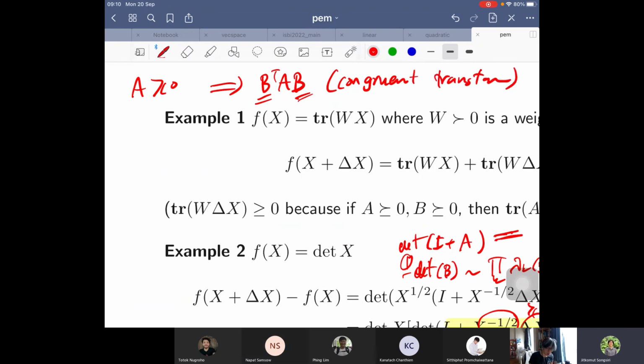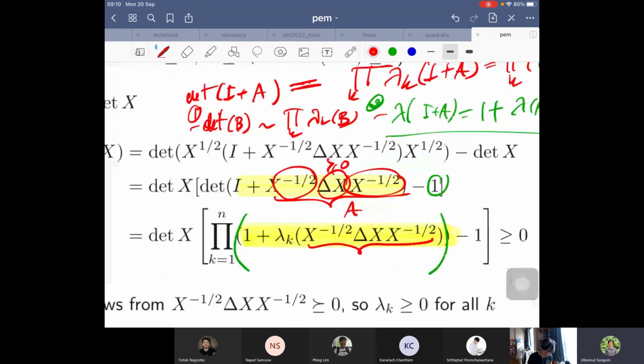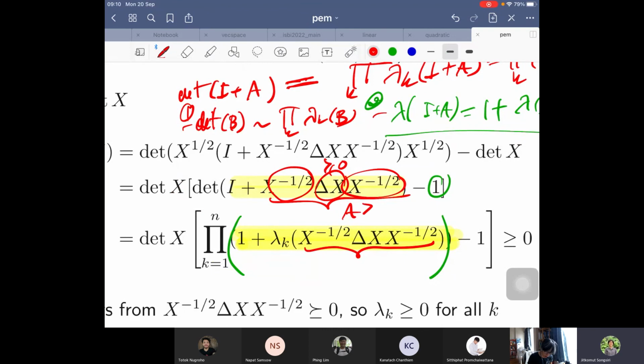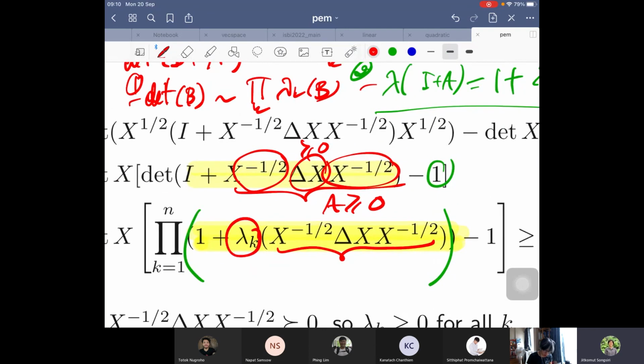Congruent transformation, this is a new matrix C. It preserves the positiveness of A, which means that C is still positive definite, positive semi-definite. So the matrix A is positive semi-definite. So what do you know about the eigenvalue of A? It is always non-negative, right?